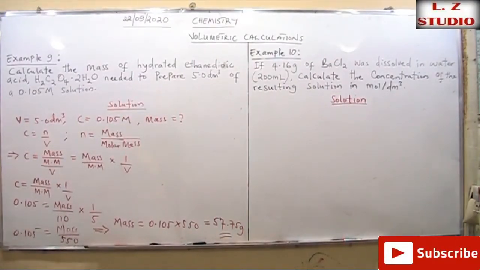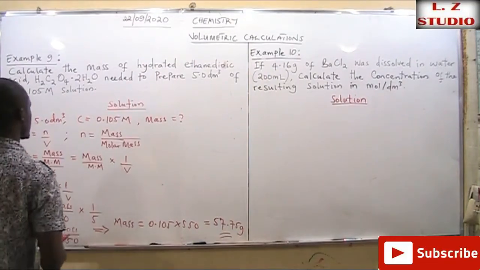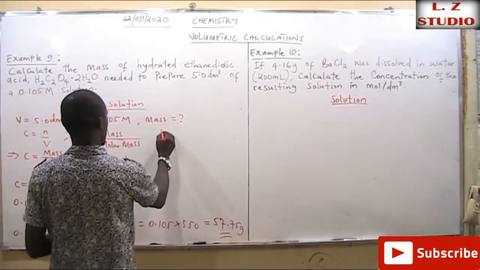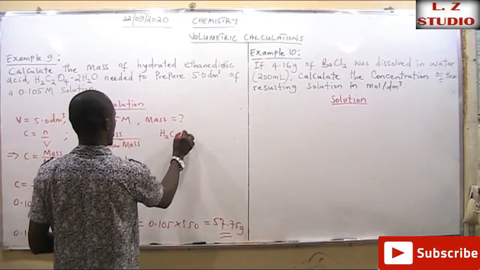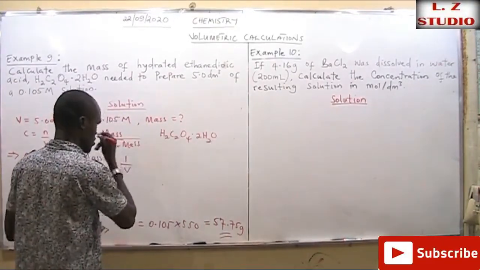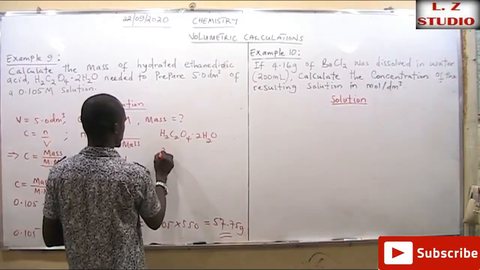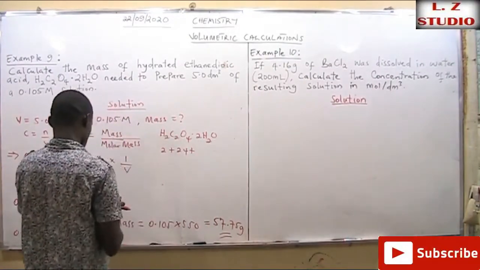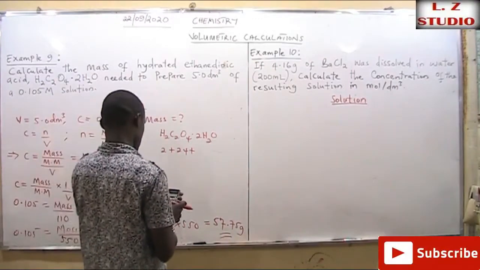Okay, so that is the mass of ethane dioic acid that we are going to have, but we have to be very sure, so we check. Now I said ethane dioic acid here is H2C2O4.2H2O. So here we have 2 plus 24 plus 4 times 16.